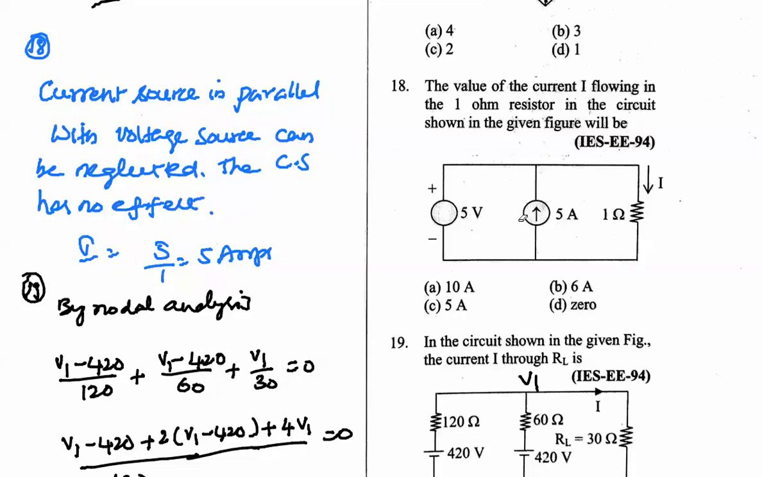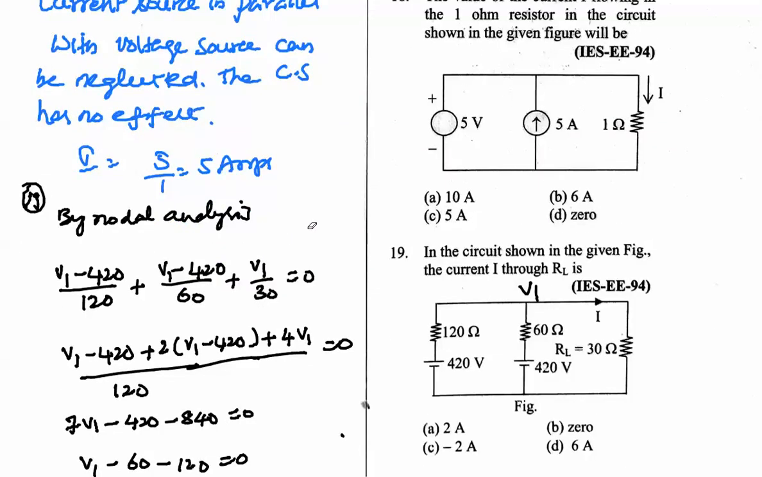So here, if a voltage source is in parallel with the current source, anything in parallel with the voltage source is redundant. That means we can neglect it. So the current source in parallel with the voltage source can be neglected. The current source has no effect, and the current I is nothing but V by R, that is 5 amps here.